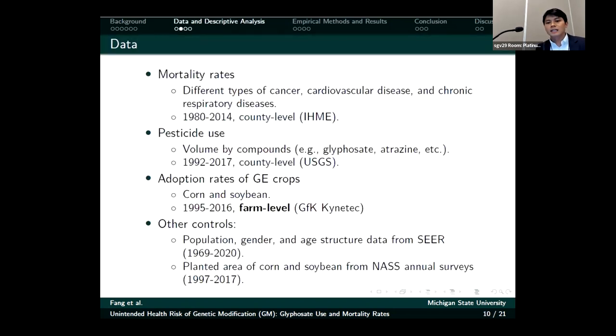So these are mainly the data sets we use. It is county level data, except for the adoption rates of GE crops, which come from GfK Kynetec, a private investigation organization. That is farm level adoption rate data, but we merge it to the county level to calculate the adoption rates of different GE crops.